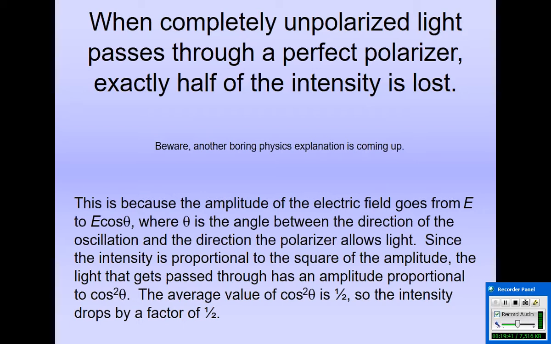Because the energy is related to the square of the electric field, we worry about the square of cosine theta. And the average of the square of cosine theta is 1/2. So that's why we get this factor of 1/2. It's an average effect over many randomly oriented electric field oscillations in unpolarized light. Half of the energy gets lost. The remaining energy is strictly in a component that is perpendicular to the long organic molecules.